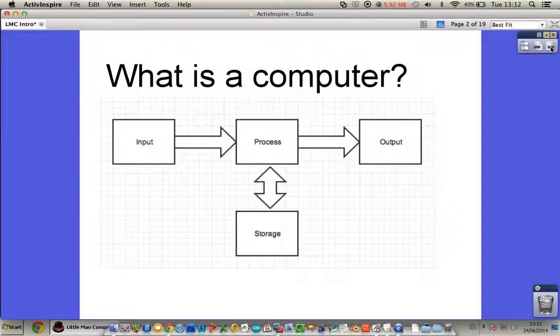So this is the general definition we use of a computer. A computer is something that has an input. It's capable of a process, so it's capable of some thinking. It has some form of storage, so it can remember things, and it has an output. Actually, that's the simple definition of a computer, and it's surprising how many things will fit that definition.